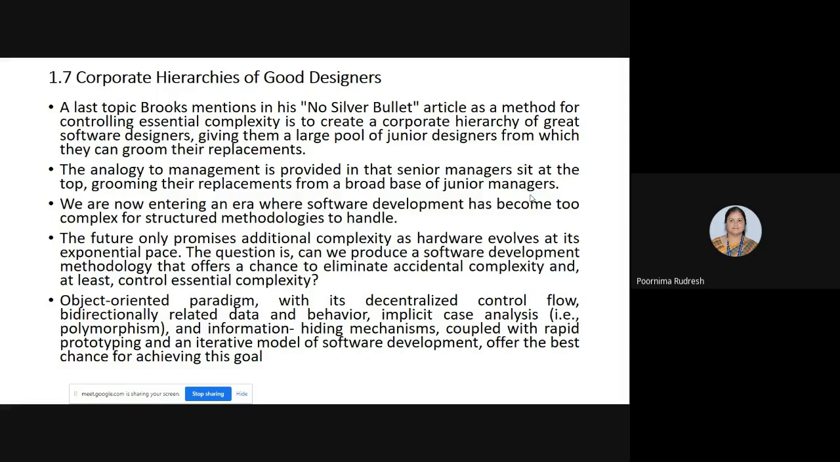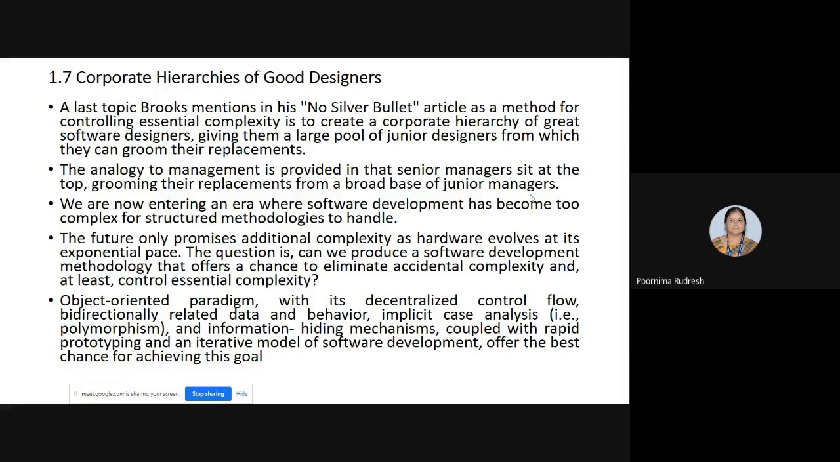And so this is about the hierarchy they have given. But when we consider today's scenario, we are entering into an era where software development has become too complex for structured methodologies to handle. If you're using the structured methodologies, then software development becomes too complex. Then we cannot make use of it, right? And what may be the promise? The future only promises additional complexity as hardware evolves at its exponential pace.